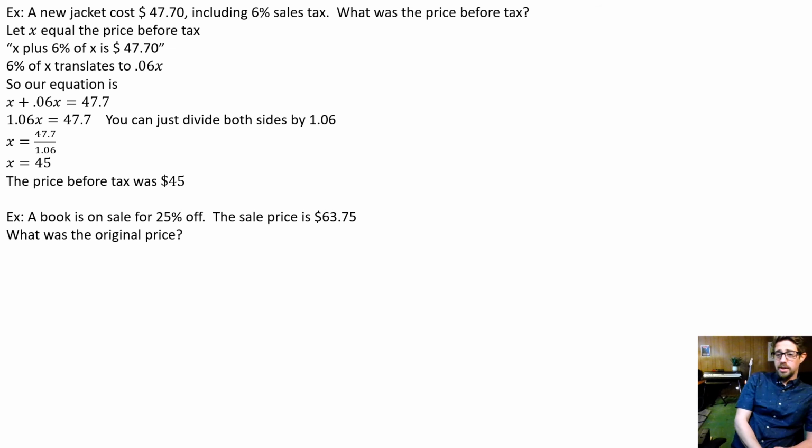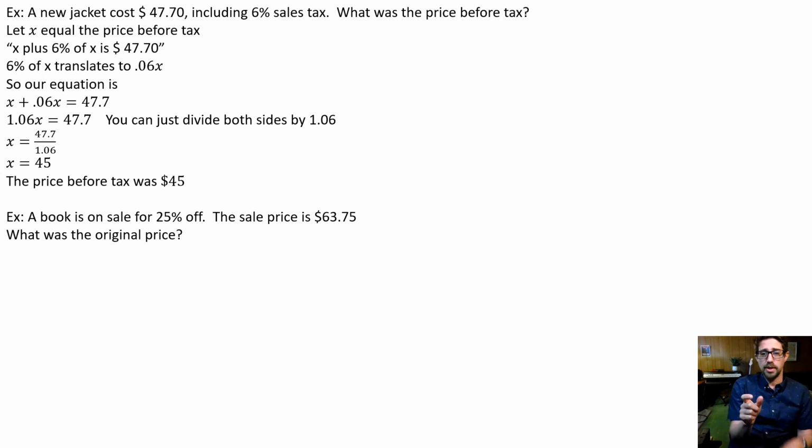All right, same kind of thing. The math is going to be a little different, but if you're comfortable with this, go ahead and pause the video and try this problem. I would honestly encourage you to do that. If you can do this without me, then that's the whole point, right? But this is new, so you can just follow along. So a book is on sale for 25% off, and the sale price, the discounted price, is $63.75. What was the original price?